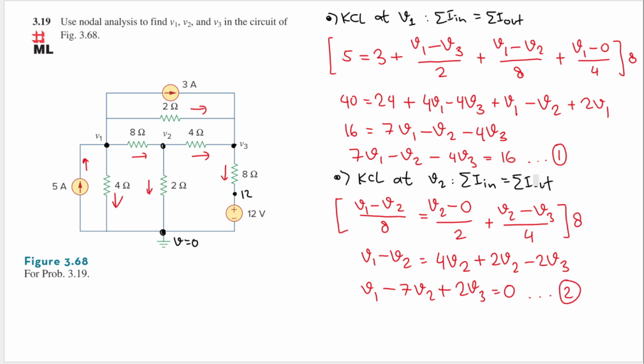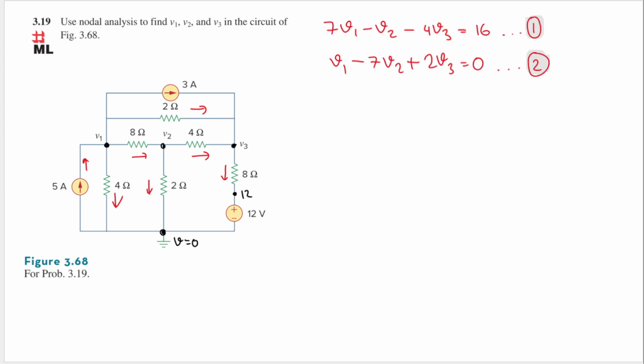Okay, so far we got 2 equations, but we still need one more equation, which is KCL at V3. But I think our board is full. Let's clean up that first. Okay, now the last equation that we need to work on is KCL on V3. KCL says that the sum of the currents that go in will equal the sum of the currents that go out.